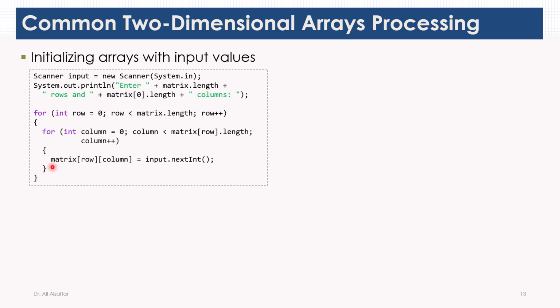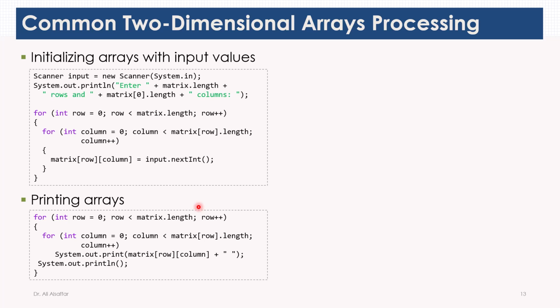As you notice in the inner loop, we are referring to the index row, which is the outer loop, and we are referring to the index variable column for the inner loop. And as you can see, every number we read from the user is saved into this index variable that is referenced by row and column.